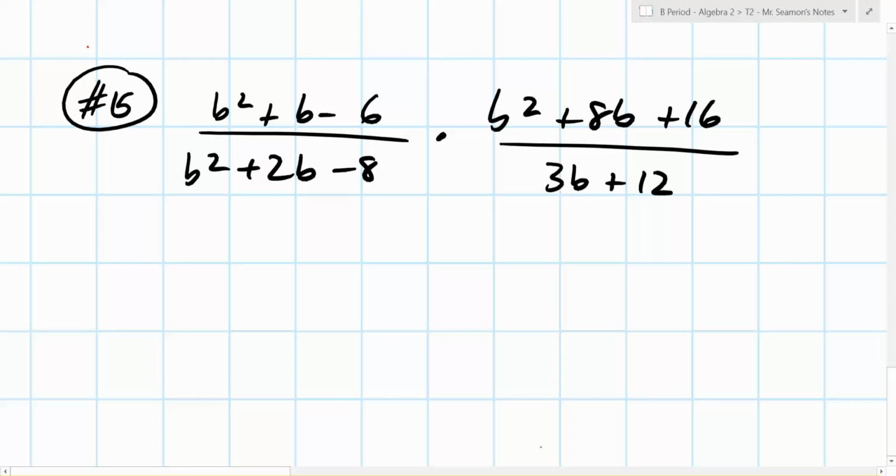What to do first? What's the best first step? Someone say it. Factor. Need to factor. There are three, actually all four of these things can get factored. All four of them. At least I think so.